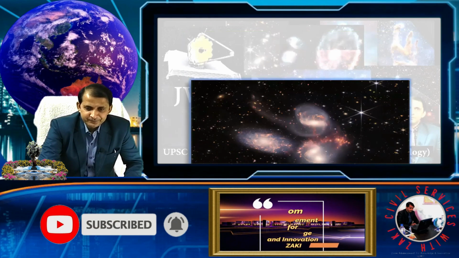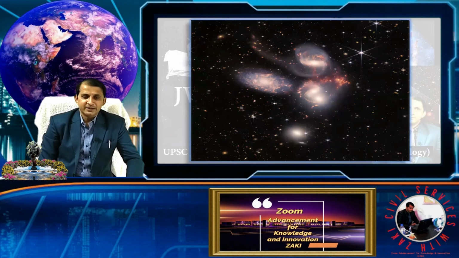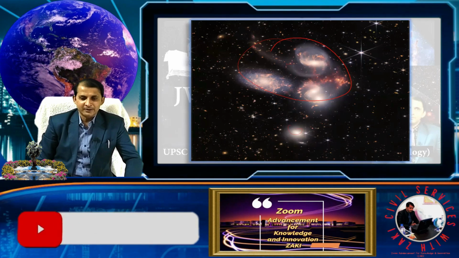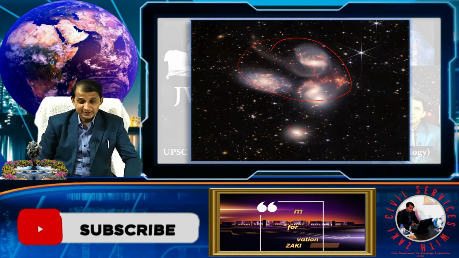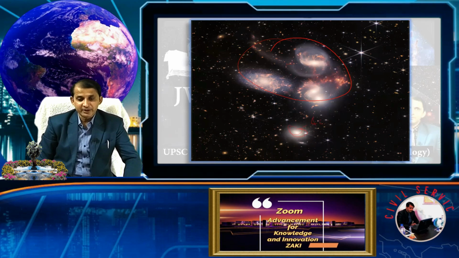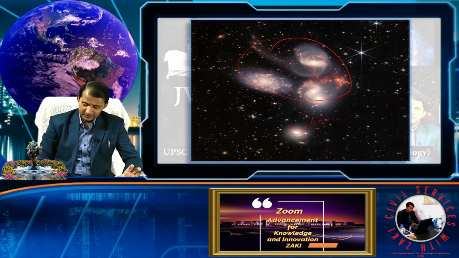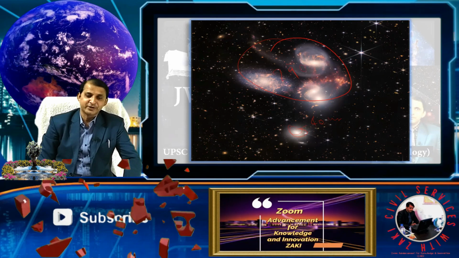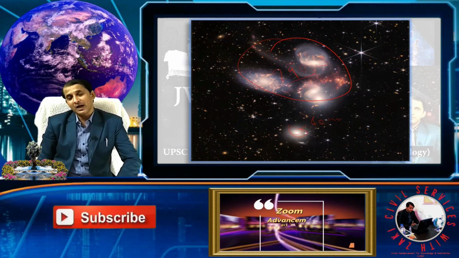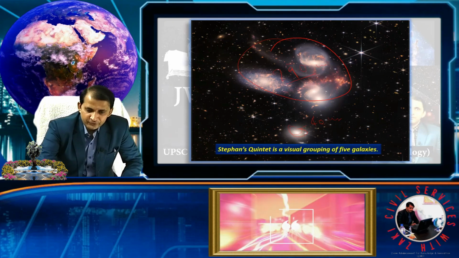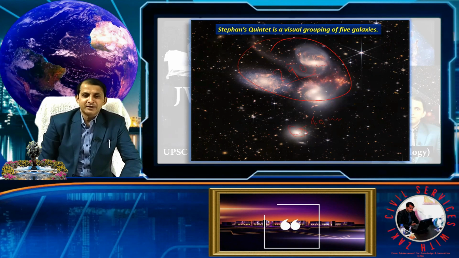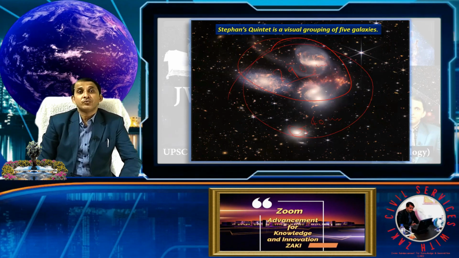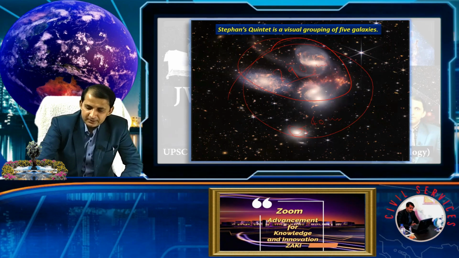So see here, this one galaxy is 40 million light years away from Earth, and these other 4 galaxies are 290 million light years away from Earth. So Stephan's Quintet is a visual group of 5 galaxies.